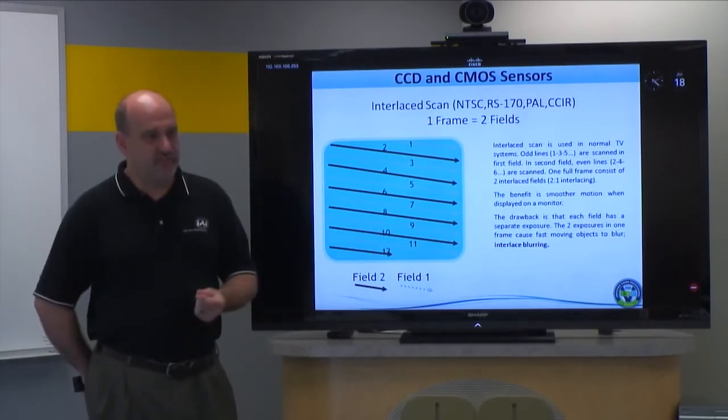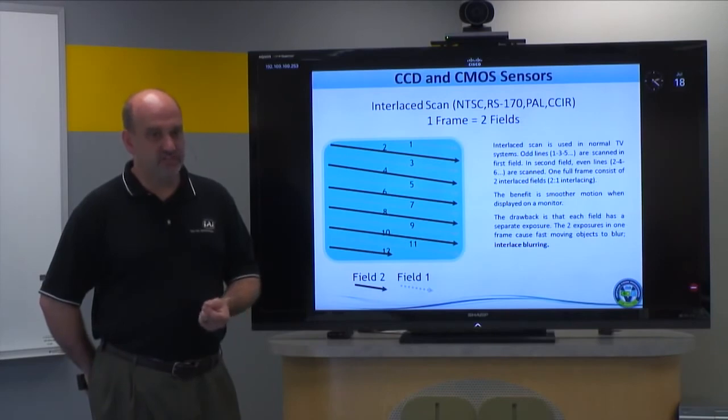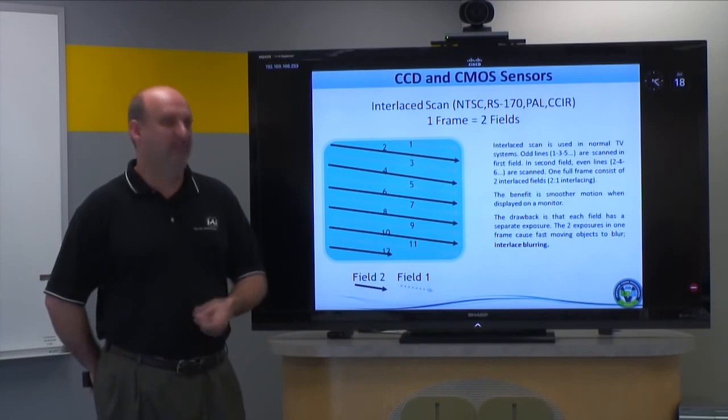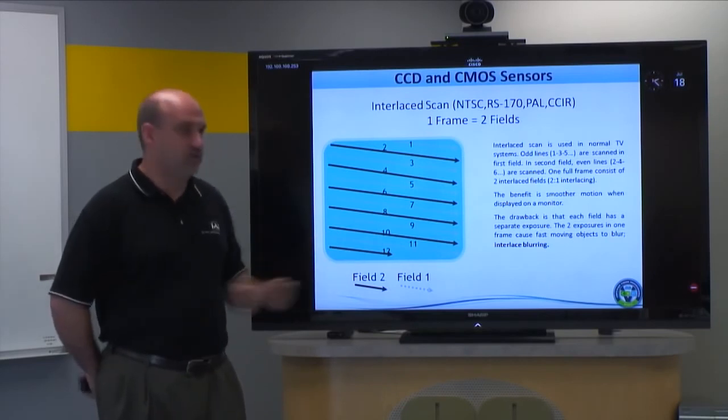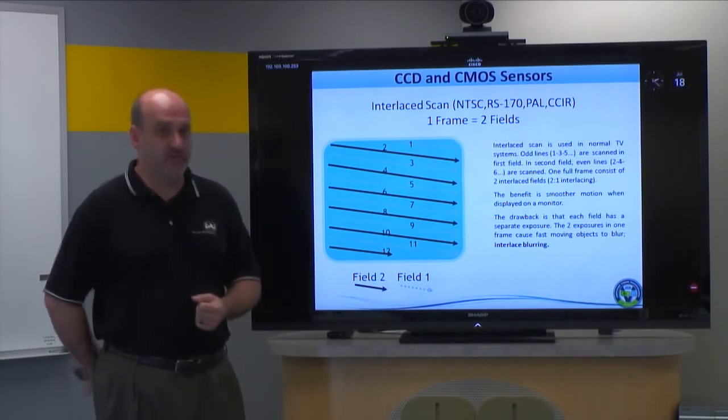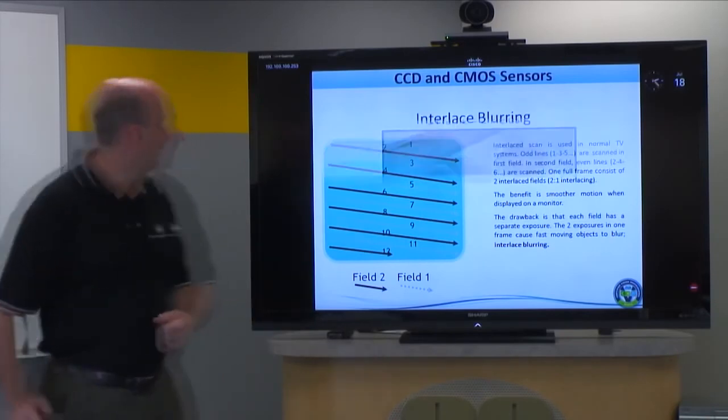This is nice for TV and for our eyes, but in a machine vision system, we're usually capturing the image because we want to do some analysis on it, and then the kinds of blurring and effects that come from this interlace are bad for us in a machine vision sense.